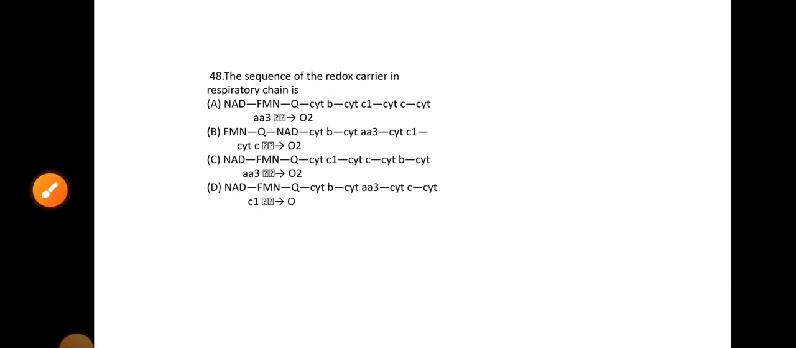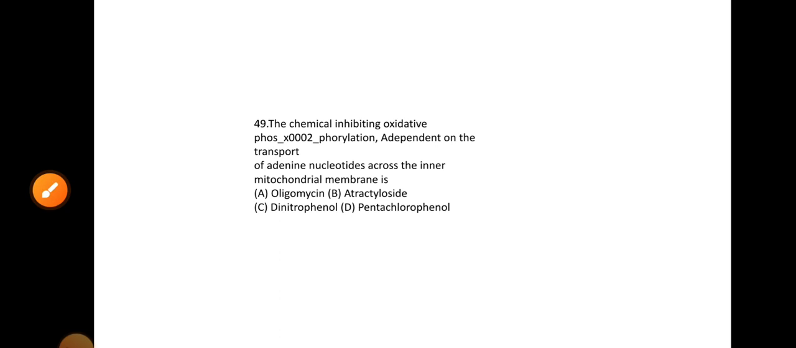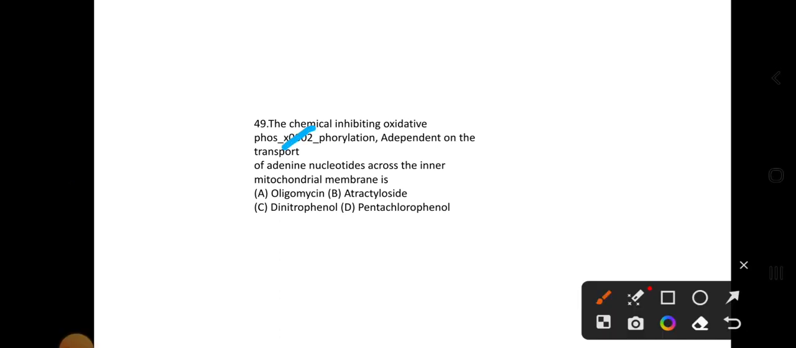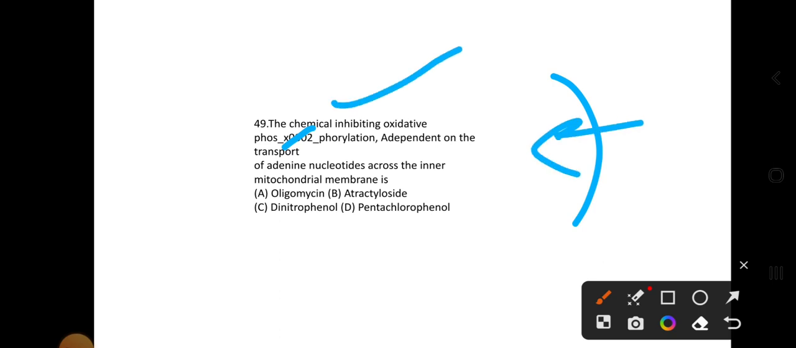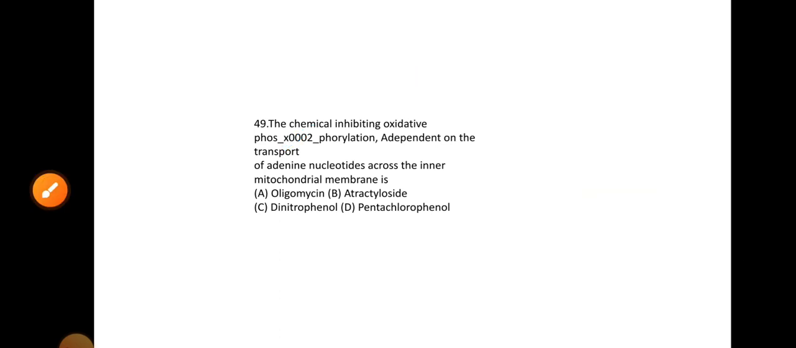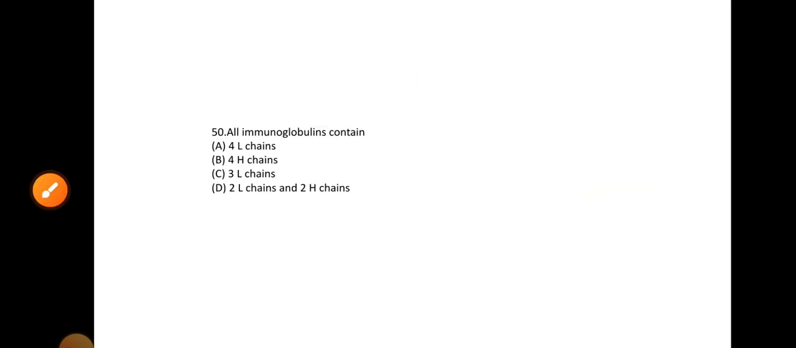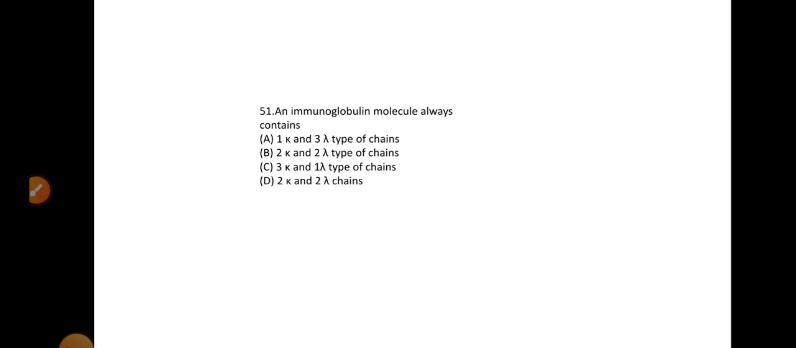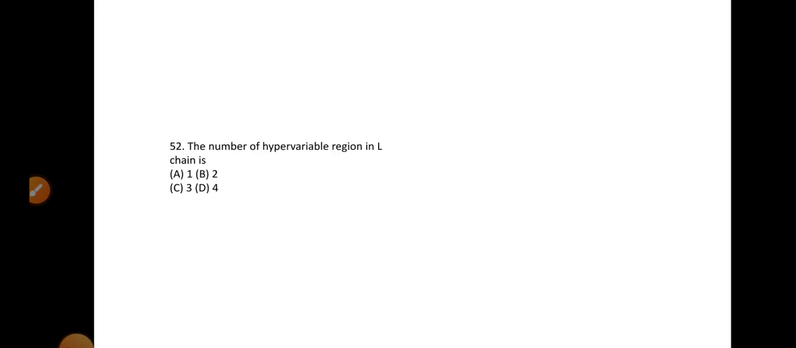Okay. 49th question: the chemical inhibiting oxidative phosphorylation that depends on the transport of adenine nucleotide across the inner mitochondrial membrane, which is the inhibitor? Oligomycin, atractyloside, dinitrophenol, or pentachlorophenol. 50th question. All immunoglobulins contain 4L chains, 4H chains, 3L chains, 2L chains and 2H chains. An immunoglobulin molecule always contains 1 kappa and 3 lambda chains, 2 kappa and 2 lambda chains, 3 kappa and 1 lambda, or 2 kappa and 2 lambda.